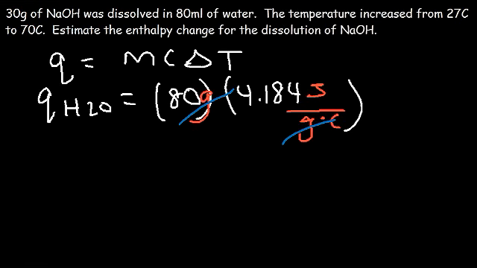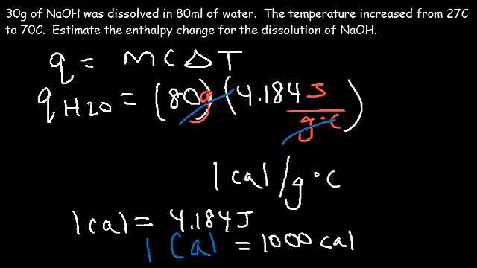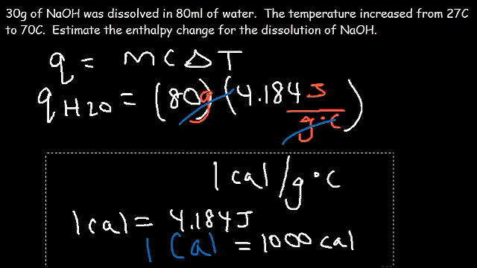By the way, sometimes the heat capacity might be used in calories instead of joules. So the heat capacity of water is also 1 calorie per gram per Celsius. 1 calorie is 4.184 joules. It's another unit of energy, specifically heat energy. A capital calorie is equal to 1,000 lowercase calories. So these are some other units to know.